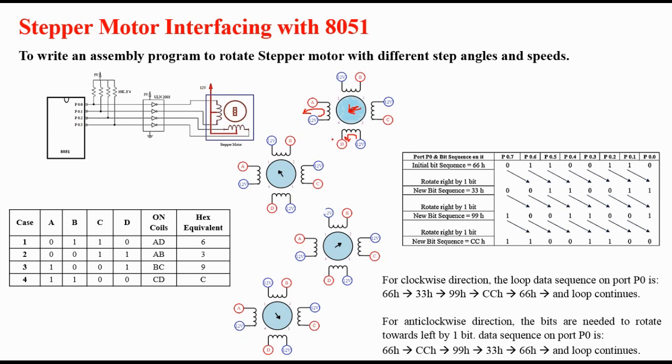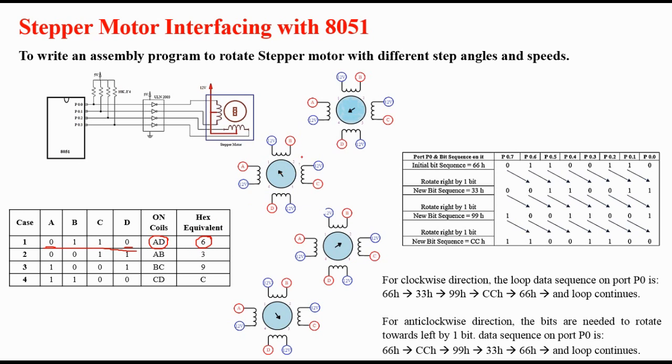Okay. So for that purpose, we will have to make the A and D coils low. So this A coil here is 0 and this D coil is 0, and the remaining coils, B and C, are high. So B and C coils we have made high, meaning 1. Therefore, if you convert them into hexadecimal form, this number is 6, and the active coils are A, D.